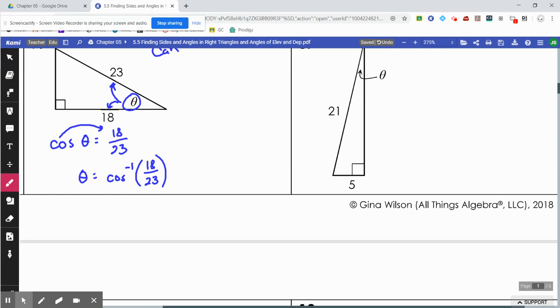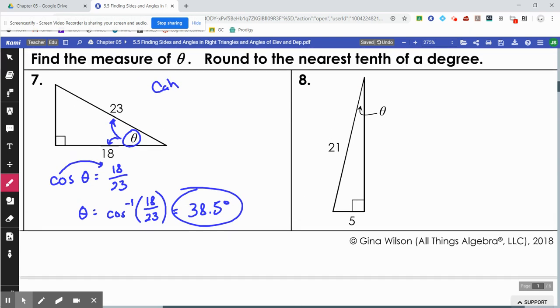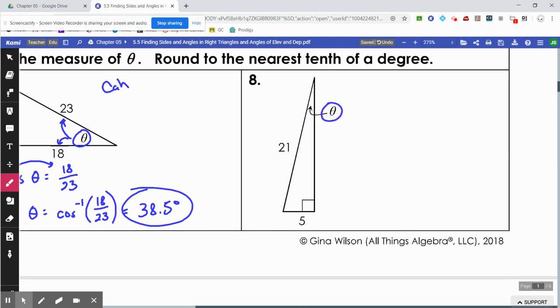Now the inverse cosine button is normally right above the cosine button on your calculator. In order to access it, usually you're going to have to hit a second button or a shift button in order to get it. So we're going to do the second cosine of 18 over 23, and that's going to give us right at 38.5 degrees.